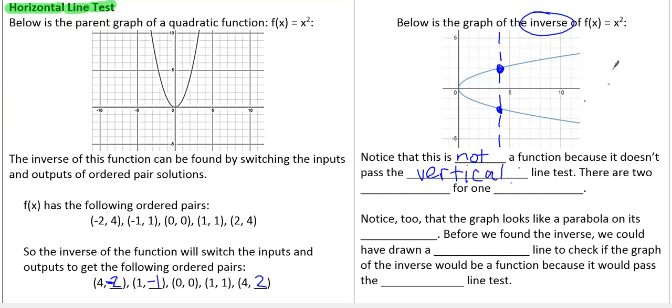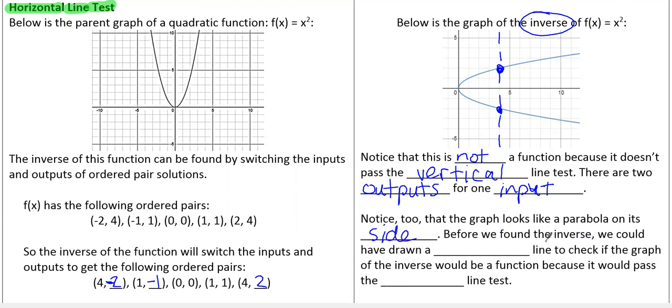So the original is a function, right? It passes the vertical line test, but its inverse is not. There are 2 outputs for 1 input. So not a function. Notice too that the graph looks like a parabola on its side.